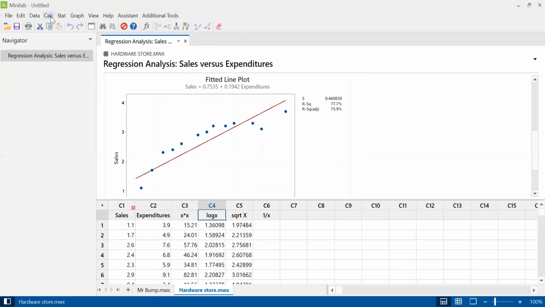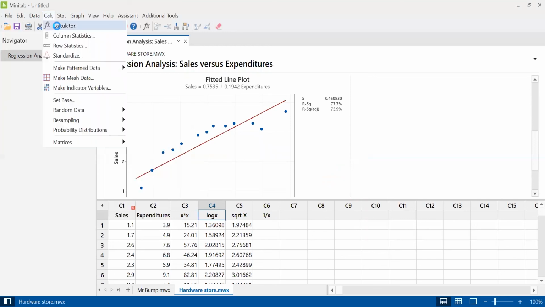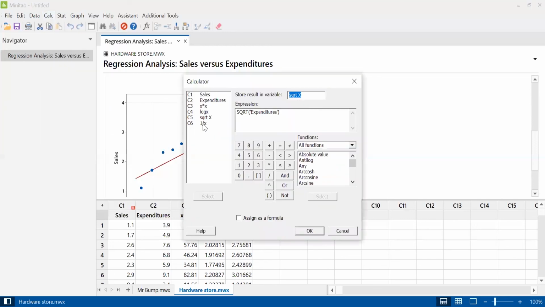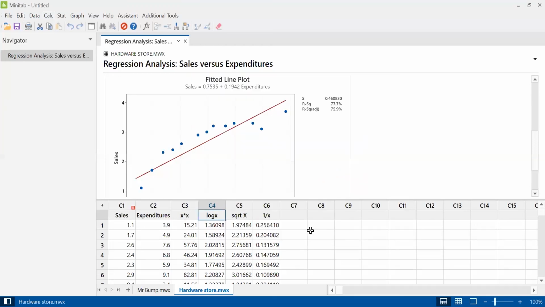Lastly, we will do 1 over x. So that is calculator. Double click on 1 over x. And this time we can define the expression ourselves. So you want to type 1 divided by expenditures. That will give us the value of x. So click on OK, and there we go.